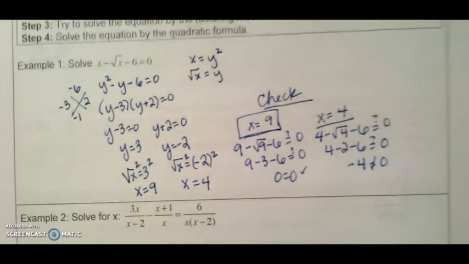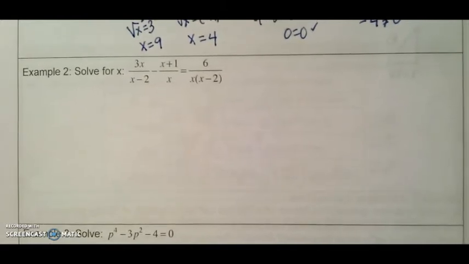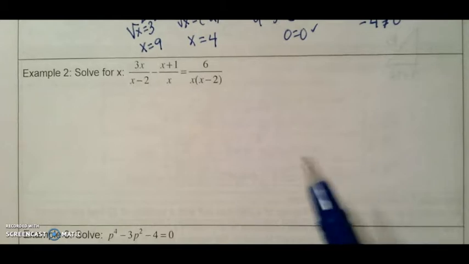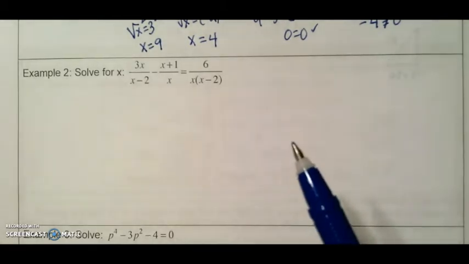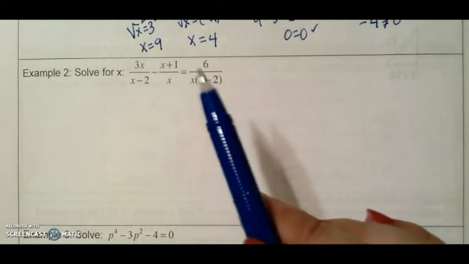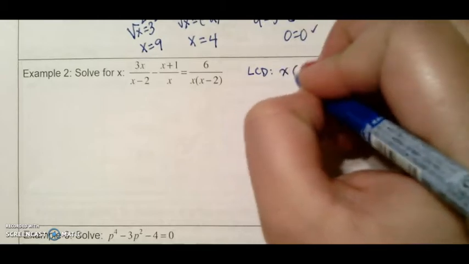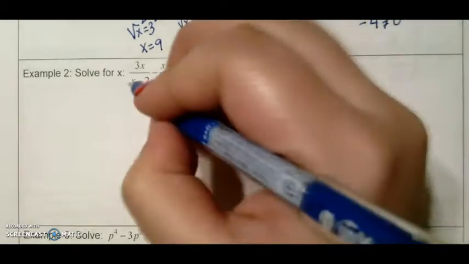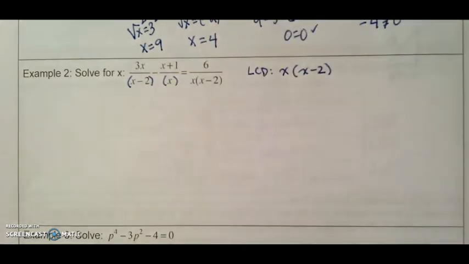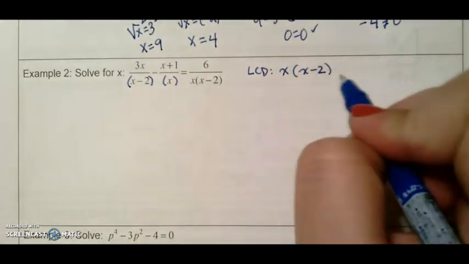All right, in the second example here, we're looking at a rational equation, and we want to see how this works out to lead to something that's quadratic. Looking at this, I have fractions, so I know that I need to use the LCD in order to simplify this. Well, the LCD is x times the quantity x minus 2. I have a factor of x minus 2 in the first denominator and a factor of x in the second denominator. And then in the third denominator, a factor of x and x minus 2. So this is my LCD.